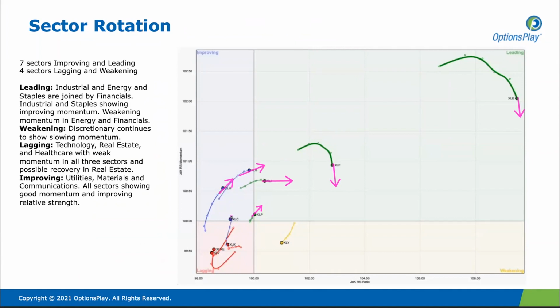Communications started to reach that kind of improving category, but I'm concerned that it's going to actually come back into the lagging category. We'll take a look at the charts here for these to better understand, but consumer discretionary is really the one that has lost quite a bit of ground. Technology is trying to turn higher here, not quite there. Healthcare turning higher a little bit, and real estate starting to show a little bit of strengthening here towards that improving category.